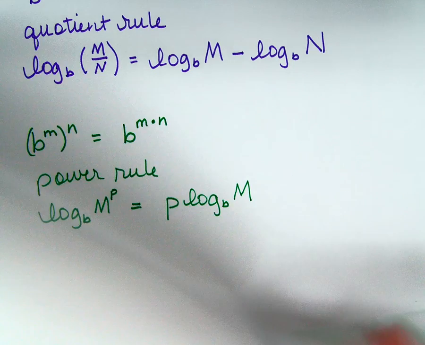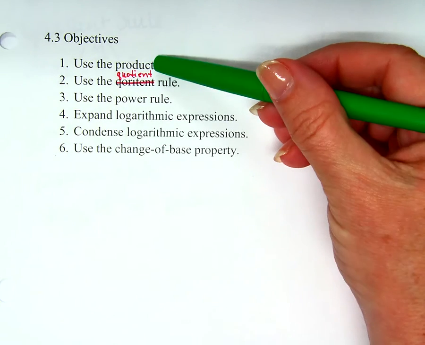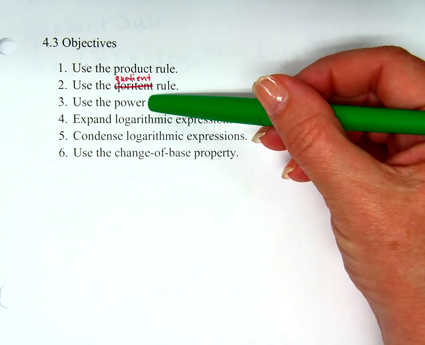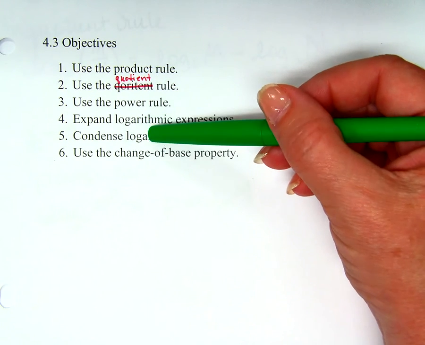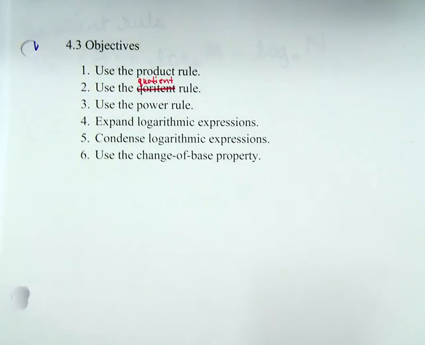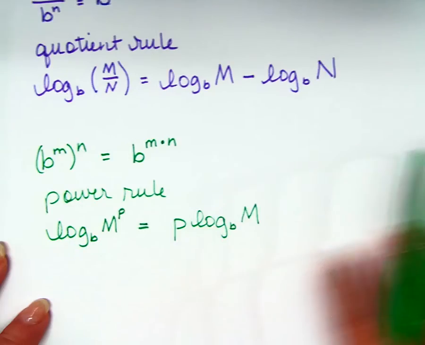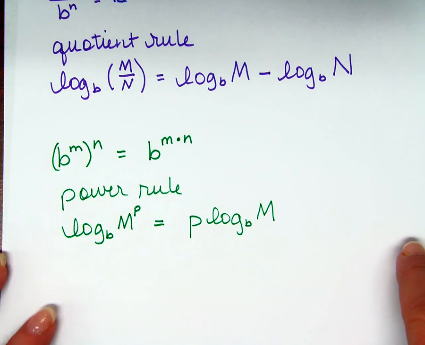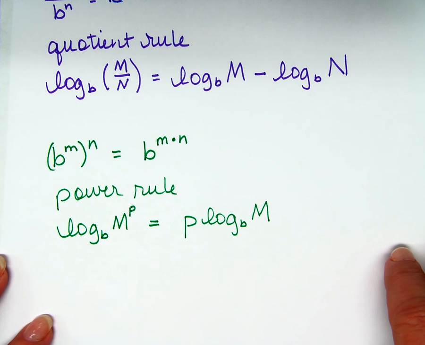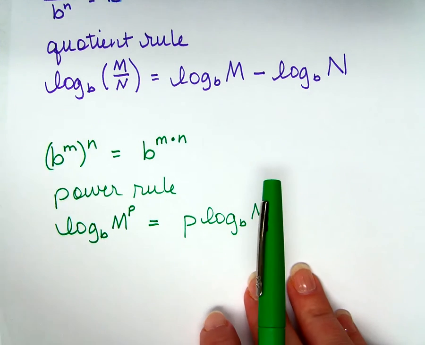Okay? So we've got to know product rule, quotient rule, and power rule so that we can expand and condense logarithms. Does that make sense? Okay. Yes, absolutely. Is that enough? Okay. You got it? Okay. So here we go.